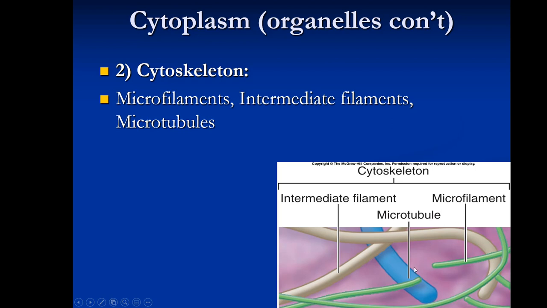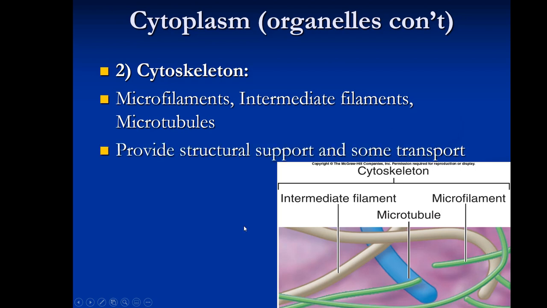They can actually change their length and change shape a little bit, and they have little motors that can move things across the cell. Microtubules can do a lot of things. They can either get longer, get shorter, or actually move things across the cell. So it provides structural support and some transport.